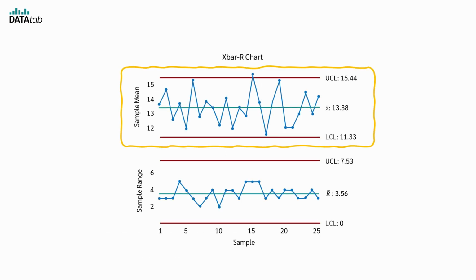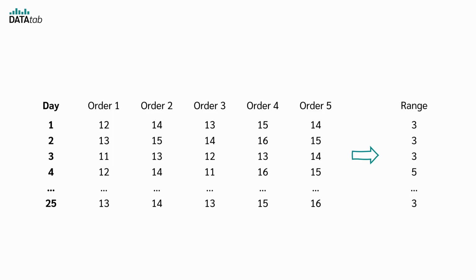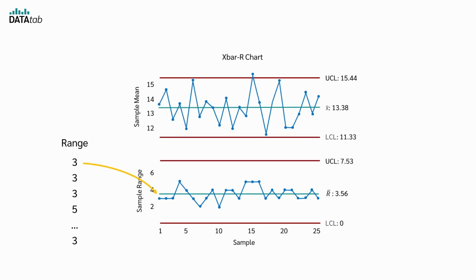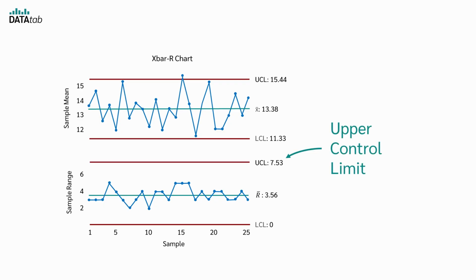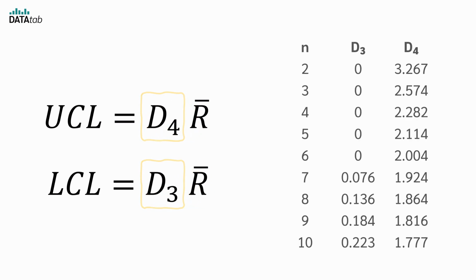In most cases, the Xbar-R chart is extended by the R chart. As we know, R stands for range. To create the R chart, we simply need the ranges we have just calculated. We can now plot our range values 3, 3, 3, 5 and ending with 3. Okay, but how do we calculate the upper control limit and the lower control limit in this case? You can calculate the control limits using this formula. Here R bar is again the average range, and D3 and D4 are constants that depend on our subgroup size.